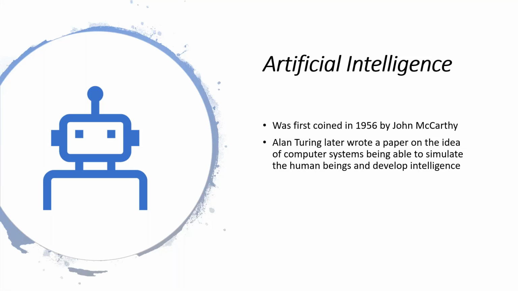Once it was coined in 1956, five or six years later, one of the greatest minds of the computing world, Alan Turing, wrote a paper on the idea of computer systems being able to simulate human beings and develop intelligence. He reasoned in his paper that a computer system can be trained to play a game of chess, which was the case some years later when a computer played a chess game with Gary Kasparov, one of the grandmasters of the chess world.